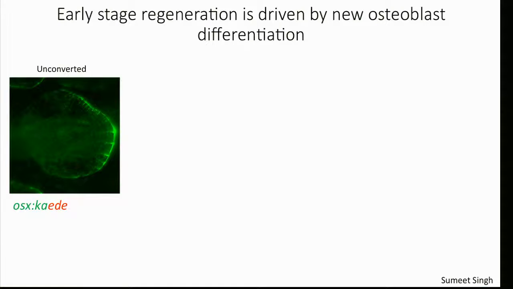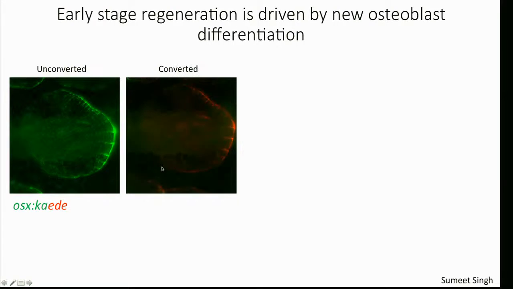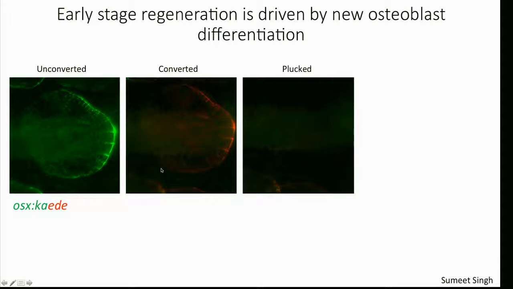So if we just take what we have here, which is a mature adult scale, convert it under UV light all the way to red, and then pluck the scale, we can look a day later when new osteoblasts first start to appear and try to assay what color they are.